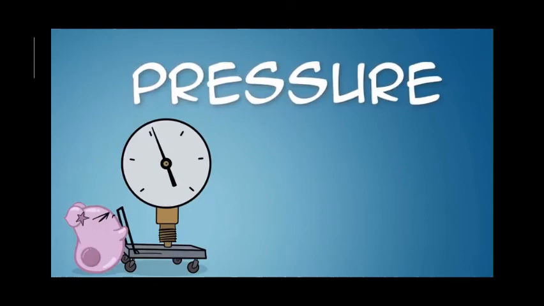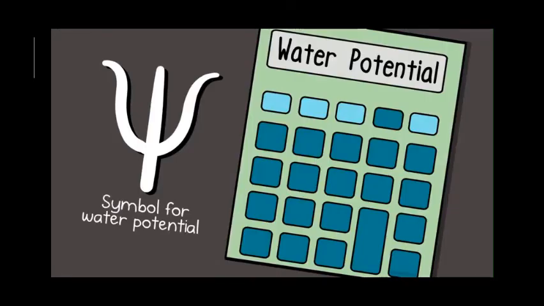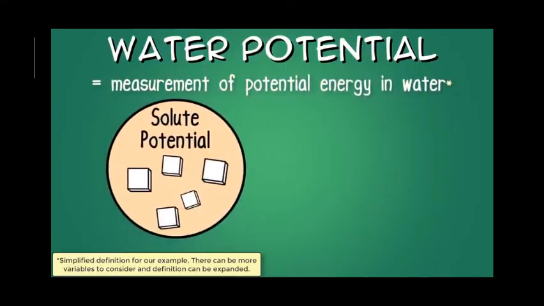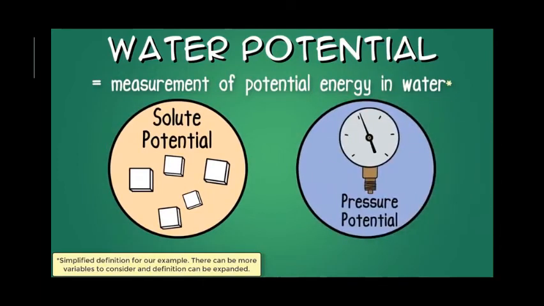So let's bring in another variable that can influence osmosis, pressure potential. This is when it's very useful to understand how one can calculate water potential. Water potential considers both solute potential and pressure potential.